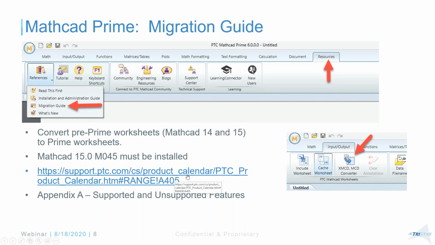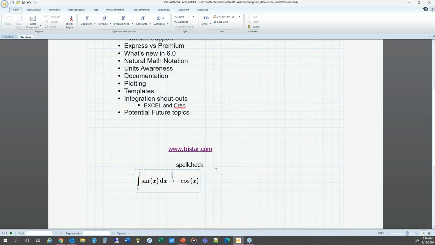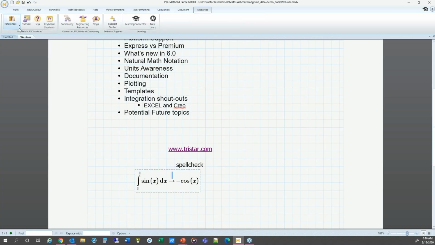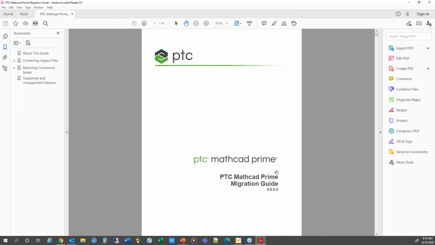So, a little bit of a double-edged sword, but I thought I would show you the migration guide because not only does it tell you how to use the utility to migrate a file, but the appendix at the very end, I think, is the coolest part of this whole guide because it tells you what is supported and unsupported. So real quick, let me go into Mathcad. If you go to resources, references, and open up the migration guide, it's a PDF that comes with the install.